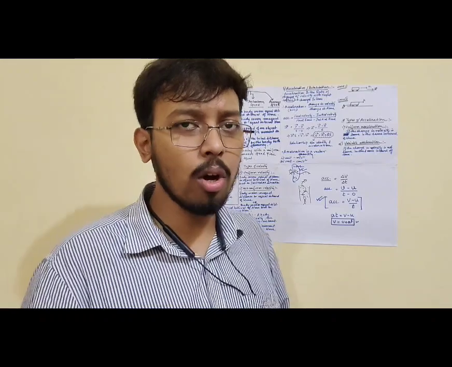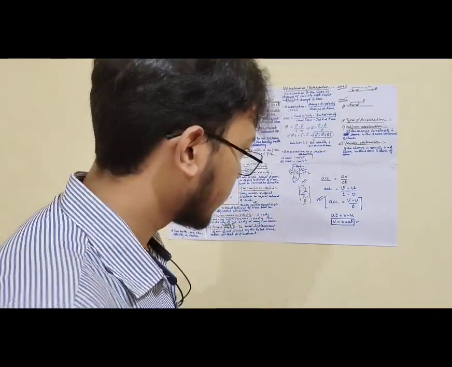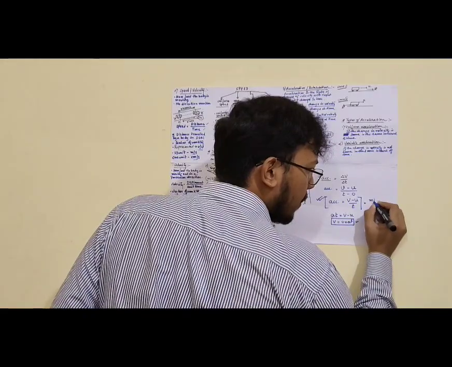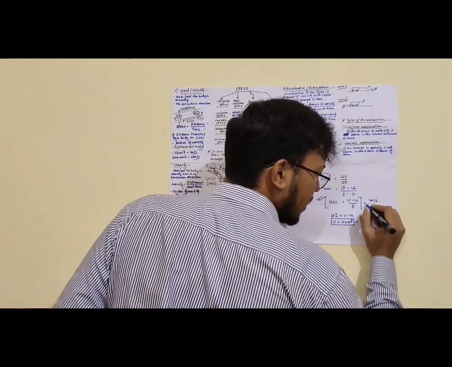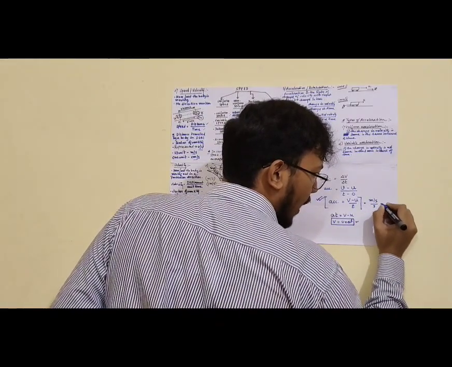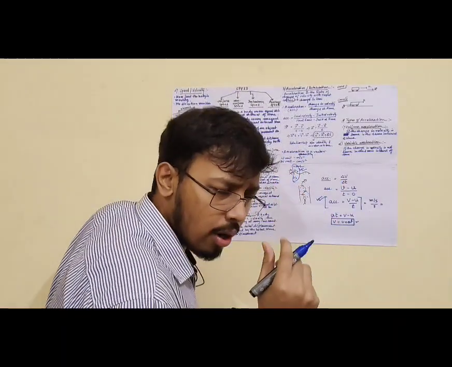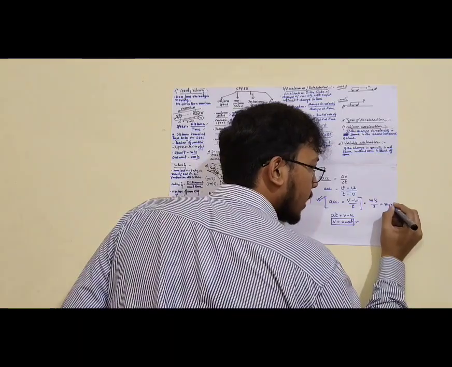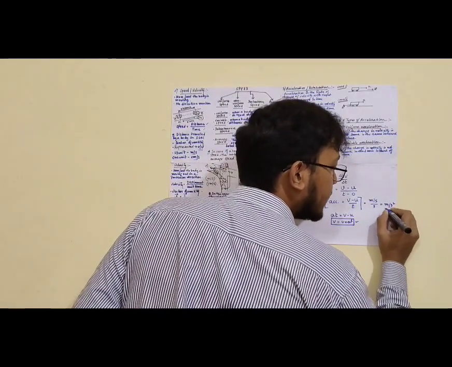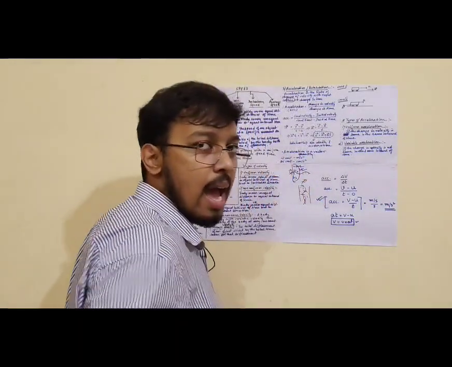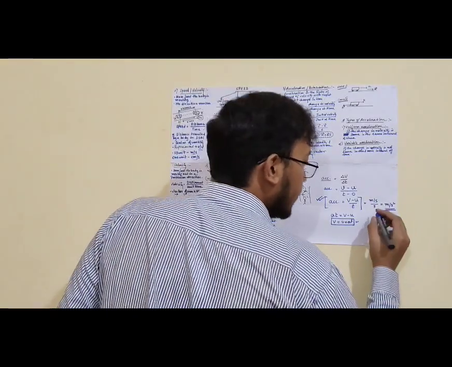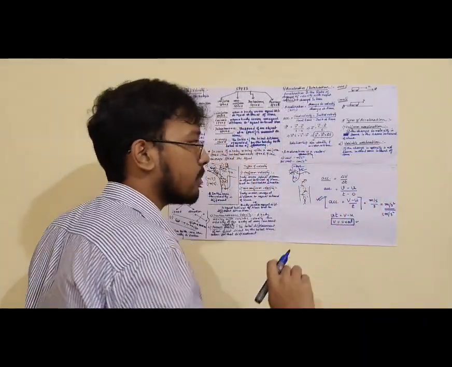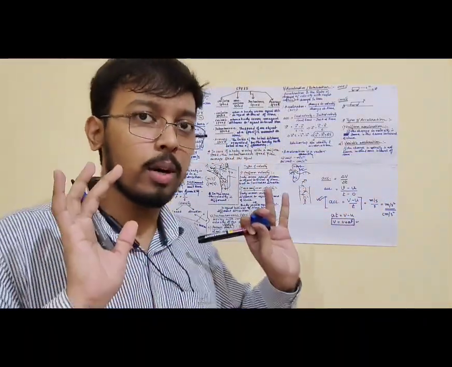Now what is the unit of acceleration? The unit of velocity is meter per second and time is second. So by this we can say the unit of acceleration is meter per second square. This is the SI unit of acceleration. And in case of CGS, the unit is centimeter per second square. This was what is acceleration.